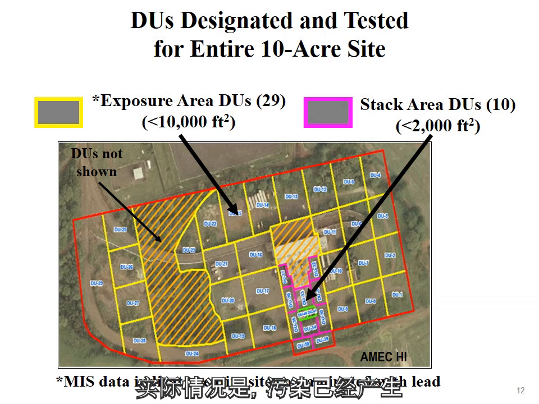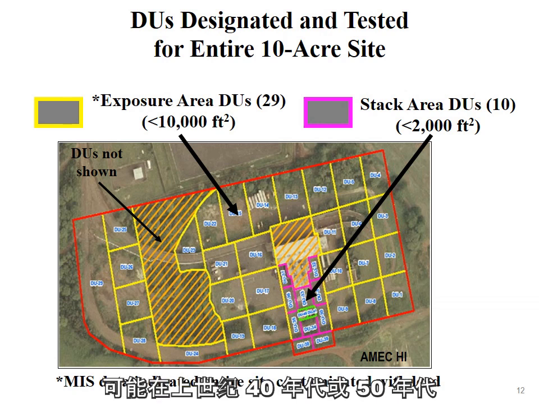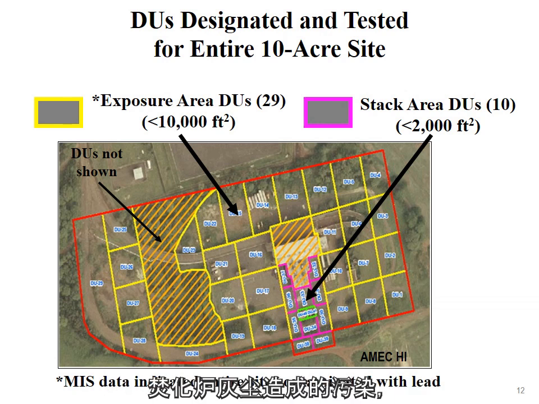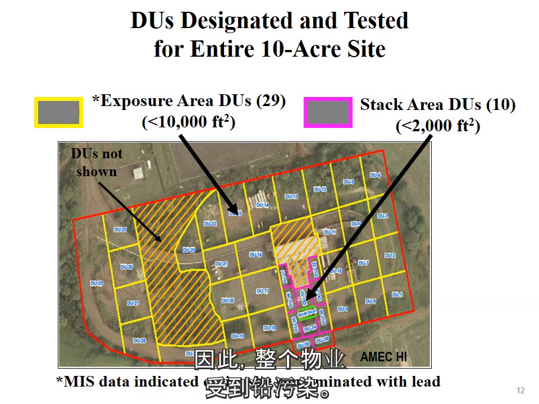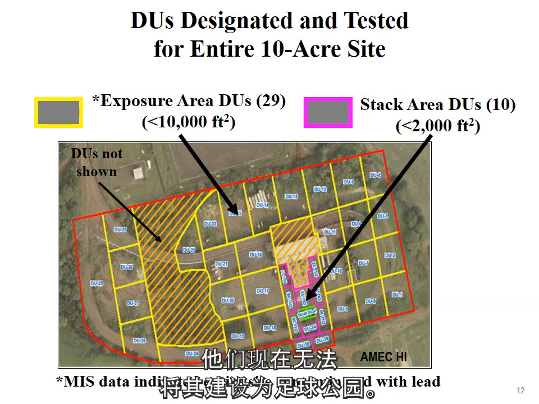So what it turned out to have happened is they were taking incinerator ash, probably back in the 40s or 50s when the plant was operating initially, mixing it with fill material and redeveloping the rest of the property. So mixing the ash with fill material and filling in holes and such and leveling off the property. So the entire property was contaminated with lead. And needless to say, they're not going to use it as a soccer park now.